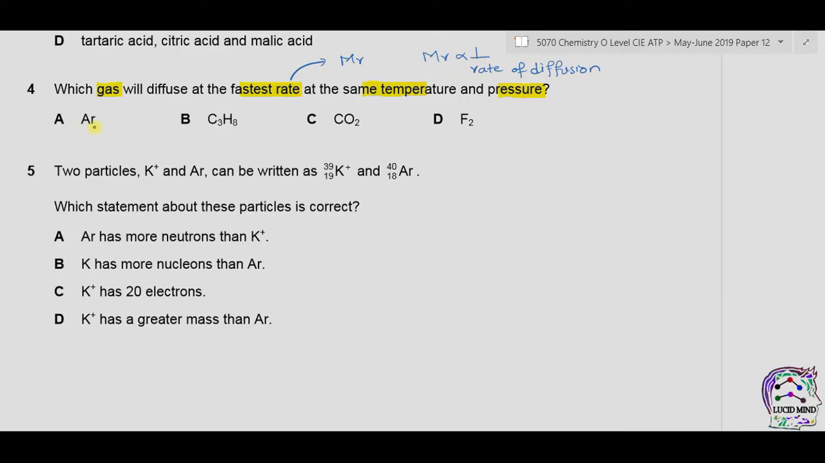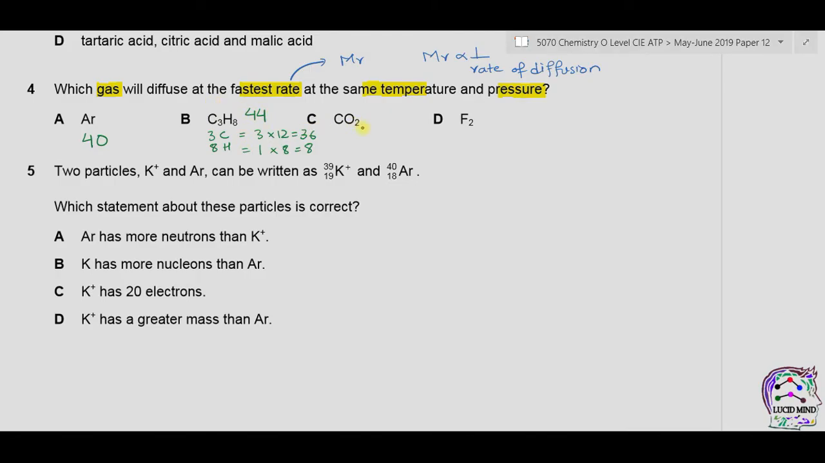From the periodic table we can see that the atomic mass of argon is given, which is 40. In B we have 3 carbon atoms and 8 hydrogen atoms. So for 3 carbons we multiply 3 with the atomic mass of carbon, which is 12. And for hydrogen we multiply by 1, which is the atomic mass of 1 hydrogen. So 36 plus 8, it becomes 44.